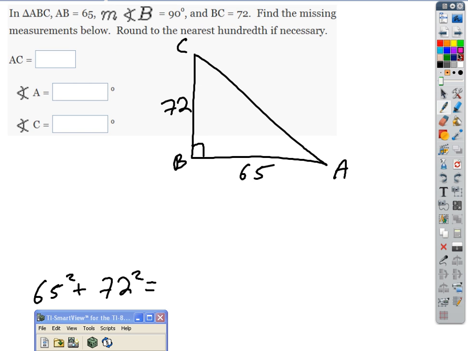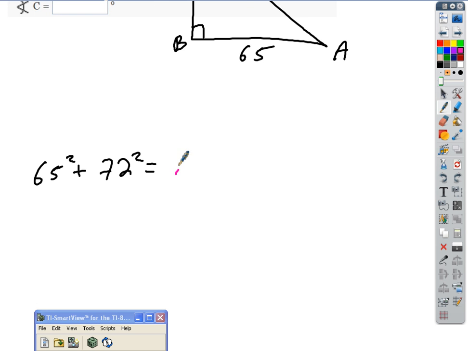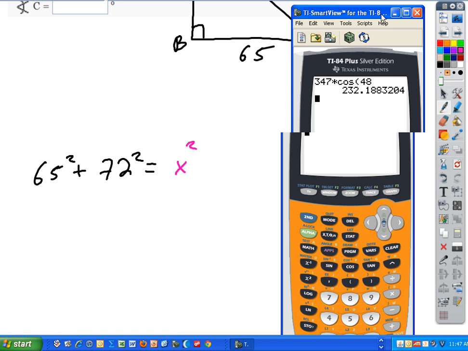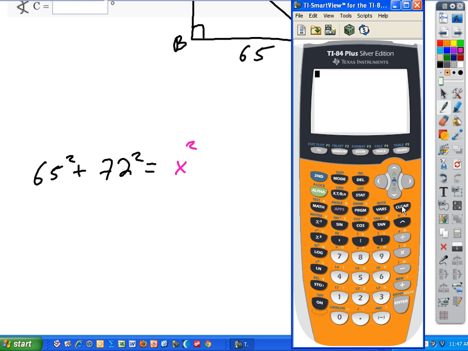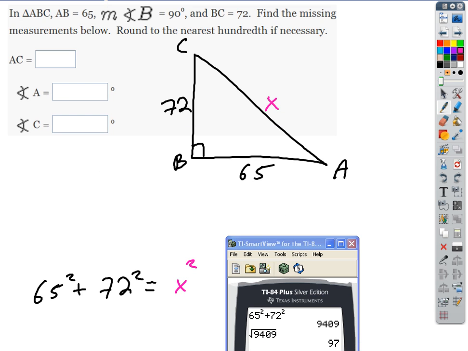And so that's just calculator work. So we'll just find out what is 65 squared plus 72 squared. Gives us that. If I square root that, I get 97. Okay, so x is 97. So I can fill that in. So side AC, 97. Piece of cake. That's old stuff.